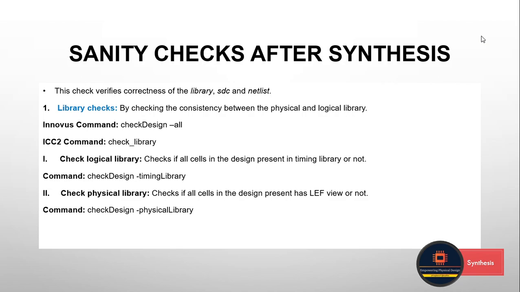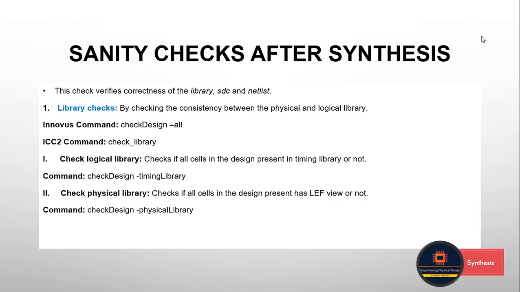So there are three major checks that we perform after synthesis. The first thing is we perform the sanity checks on libraries, sanity checks on SDC, and then at the end, if these two are clean, that time only we are going to see the sanity checks on the quality of the netlist in terms of timing, power and area, so that we have a better quality of netlist. So first let's start with the library check.